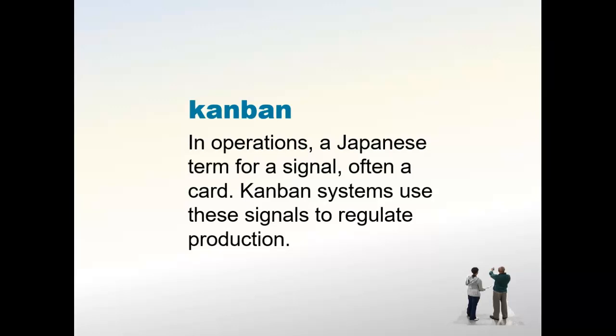The Kanban is usually some type of card, highly visible, transportable, and readily recognizable for everyone involved in the production. Now, each Kanban is understood to be a signal of a bin inventory that's being consumed, and thus another needs to be filled to replace it. So for definition purposes, Kanban is a Japanese term for a signal, often a card. Kanban systems use these signals to regulate production.